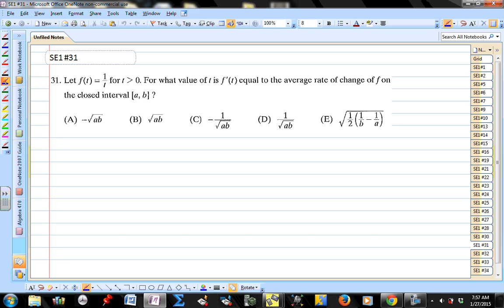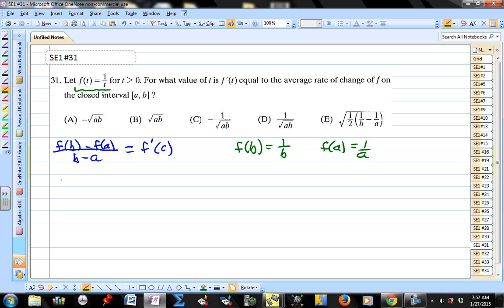So let's get started. Remember that the average rate of change is found with a difference quotient. If we want to see when this is going to equal f prime of c. So f of b, if we do a little bit of scratch work, f of b given the function f that was provided is going to be 1 over b, and f of a is going to be 1 over a. So our difference quotient is going to have something like this: 1 over b minus 1 over a all over b minus a. This is going to equal f prime of c.